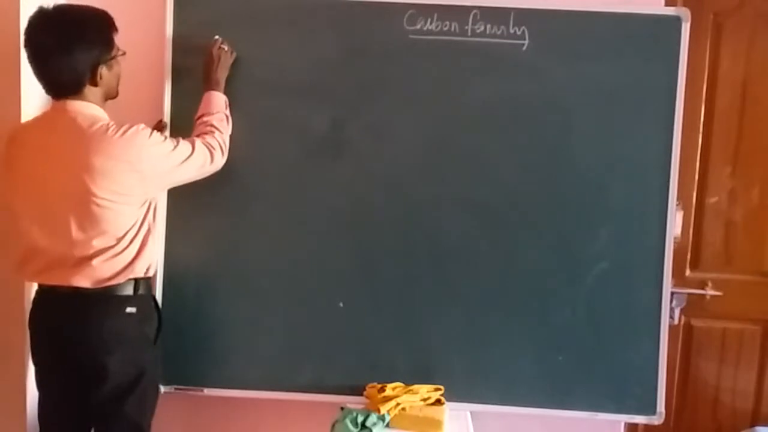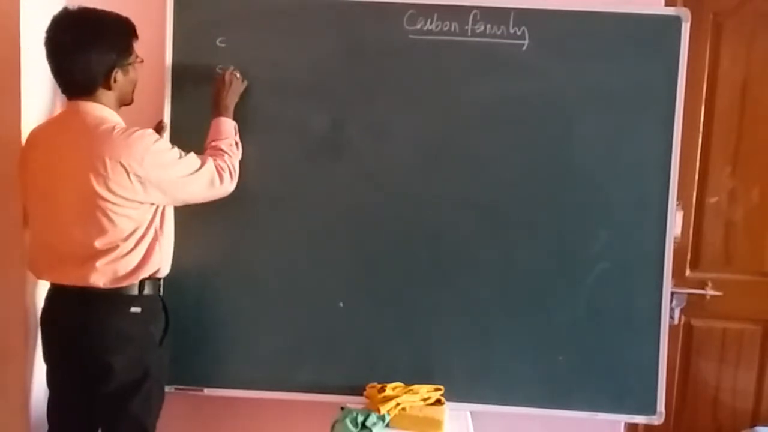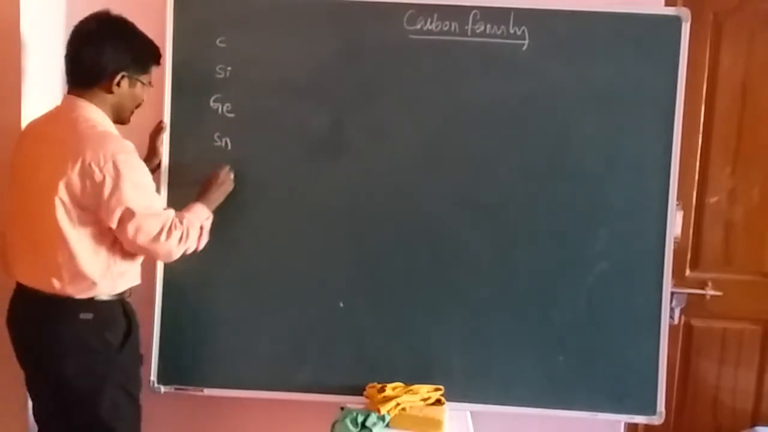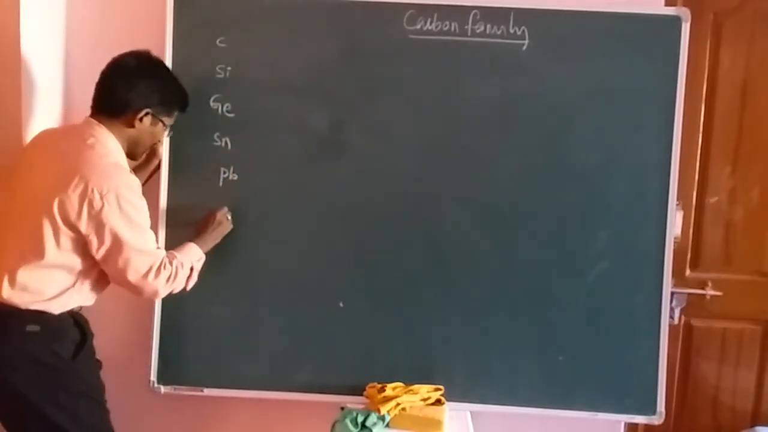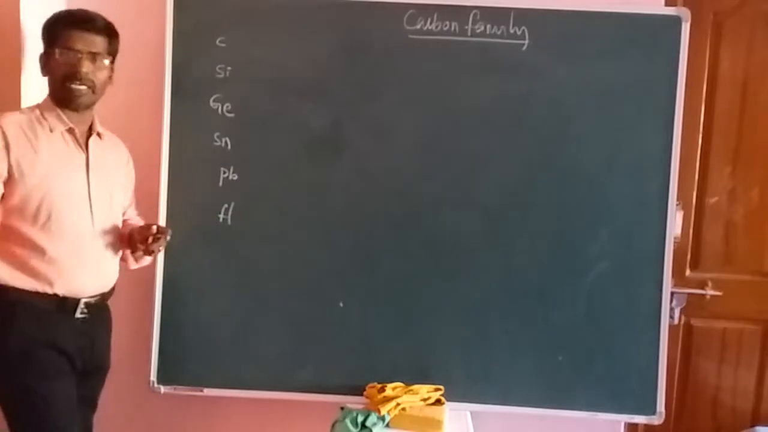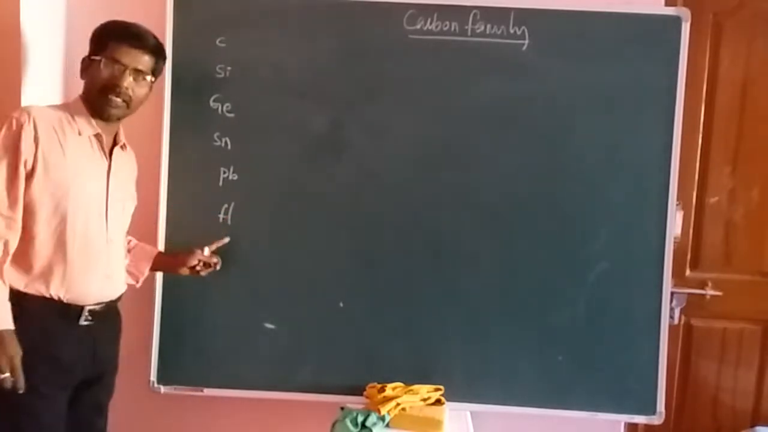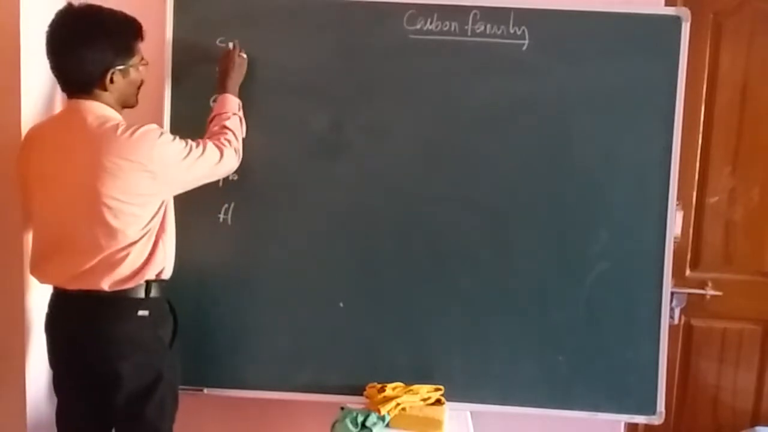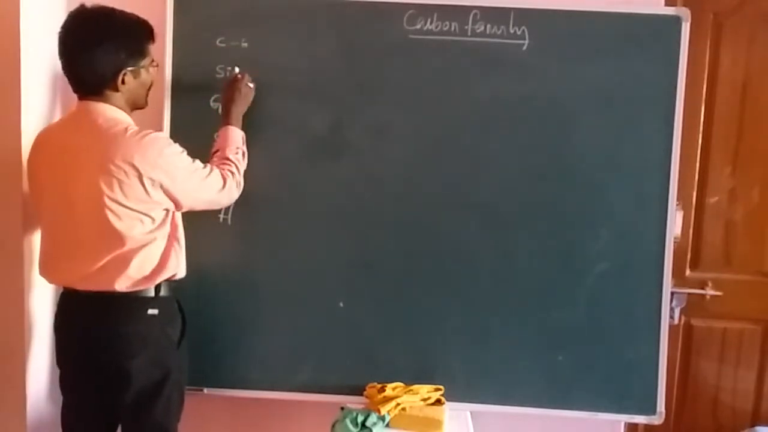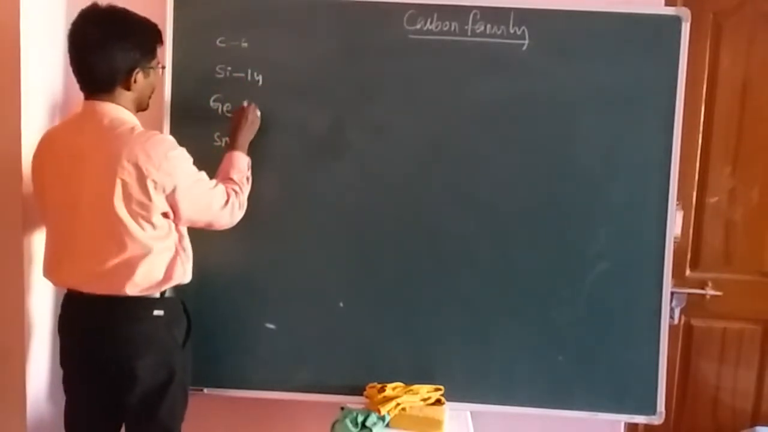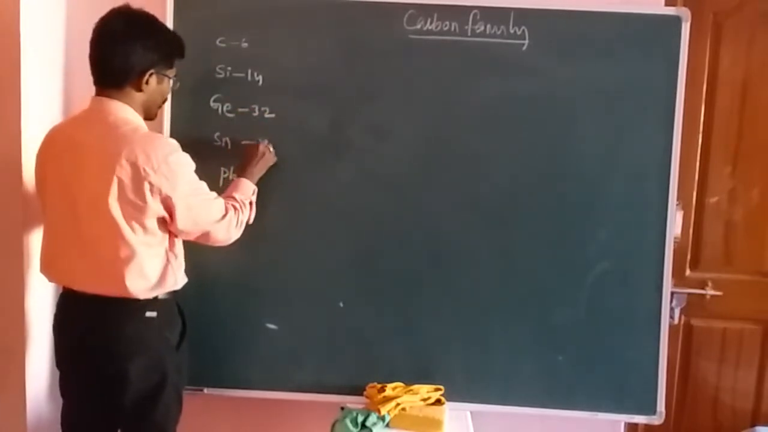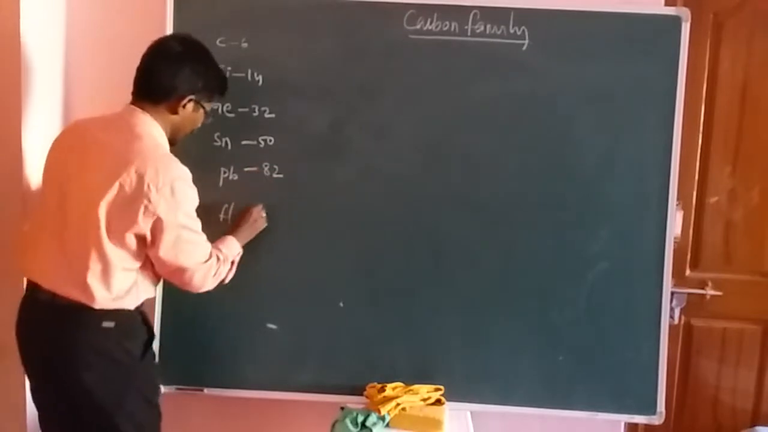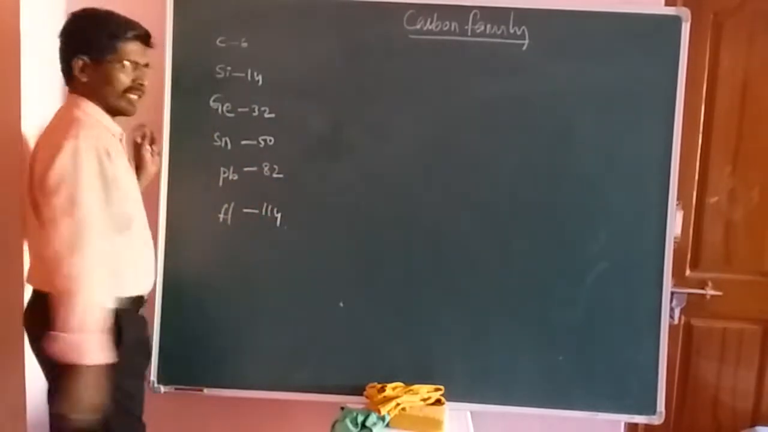Now first element is carbon, and second element is silicon, and next one is germanium and tin, and next one is lead, and last one is the flerovium element, Fl. This is the Fl, flerovium element. Now here carbon atomic number 6, silicon 14, germanium 32, tin 50, lead 82, and this one is the 114 element.